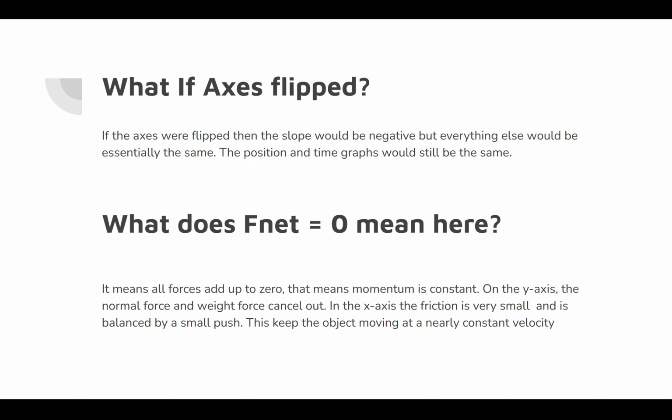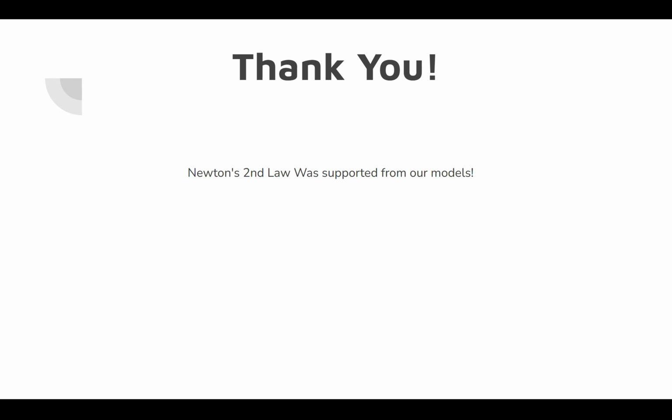And if F net equals 0, that means all the forces add up to 0. That means momentum is constant. On the y-axis, the normal force and weight force will be canceled out. And on the x-axis, the friction is very small and can be balanced by a small push we gave in the beginning. This keeps the object moving at a nearly constant velocity. Thank you. And our models show that Newton's second law was supported.